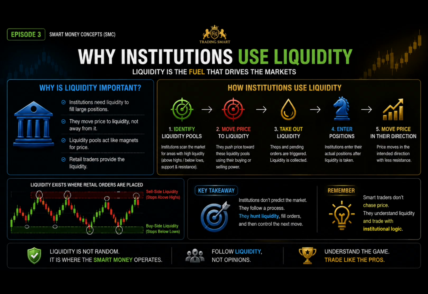Institutions first identify liquidity pools above highs, below lows, and around key support and resistance levels. They then push price into these areas, triggering stop losses and activating pending orders. Once enough liquidity is collected, institutions enter their true positions and move the market in their intended direction. Remember, retail traders often provide the liquidity while smart money uses it. The market is not random, it moves from liquidity to liquidity. If you want to trade like institutions, stop asking where price will go next and start asking, where is the liquidity? Follow liquidity, not opinions.